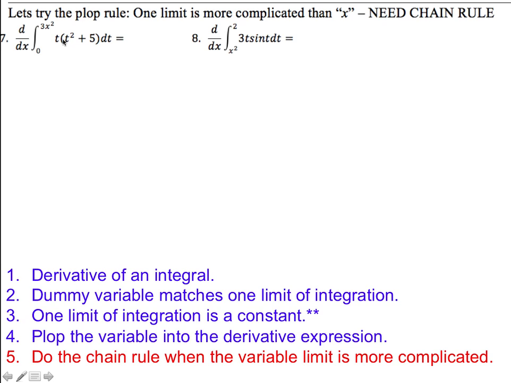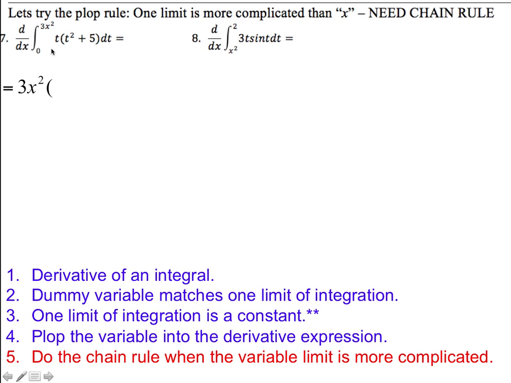Okay, but after we do that, we have to do a chain rule. So we can think of this as t times the quantity t squared plus 5. That's kind of like our outside function. And when we plop the 3x squared into it, that's kind of like our inside function. So we need to do a chain rule and take the derivative of our inside function. So first I'm going to plop.